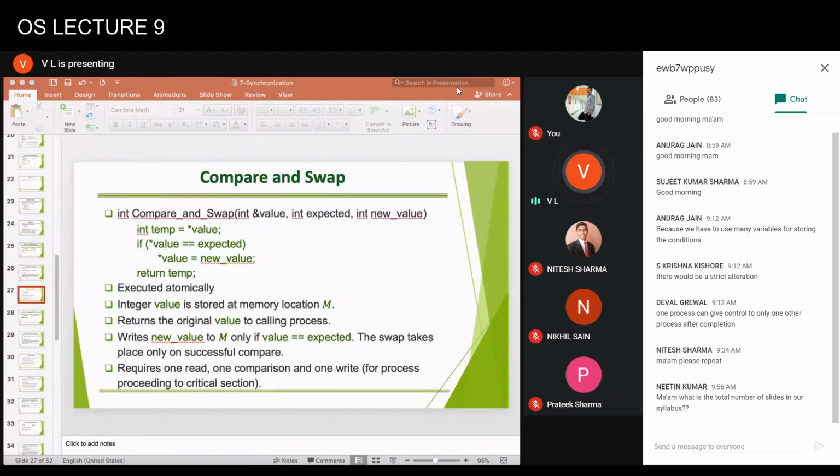Okay, so I'll close the meeting, and if you have any question... What is the total number of slides in our syllabus? I do not understand your question, Nitin. What do you mean by total number of slides? Nitin, are you there? Nitin? Yes, ma'am. What do you mean by total number of slides? Ma'am, I just wanted to estimate how much of the syllabus we have completed, about 20%, 30%, in that manner.